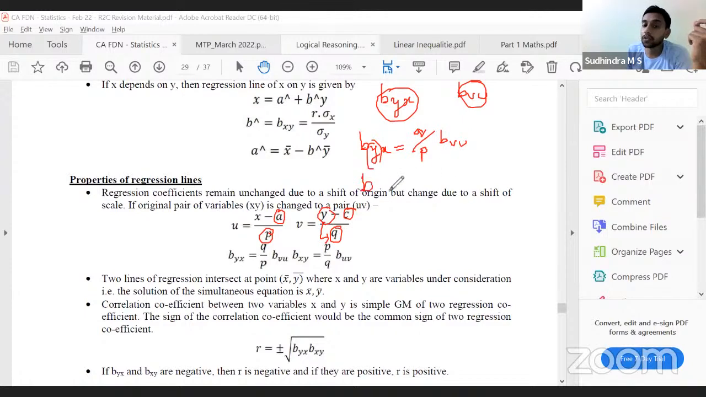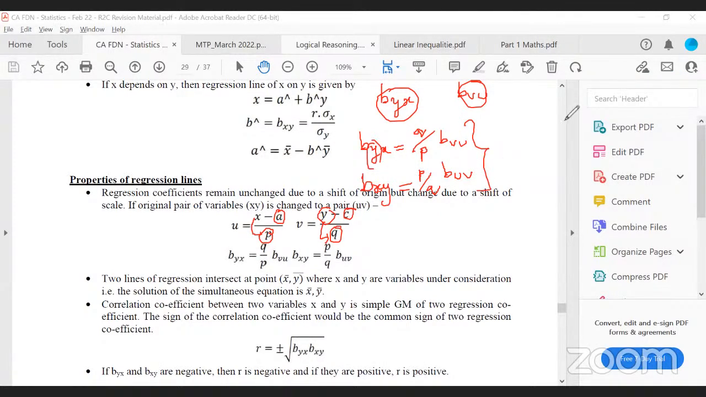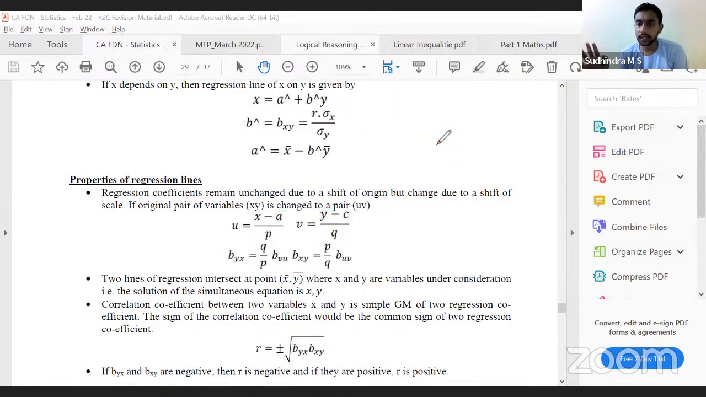Bxy will be equal to, first is x, x related change of scale is p, p divided by q into buv. That is how we get the resultant regression coefficients. Clear? Am I too fast? No, sir.